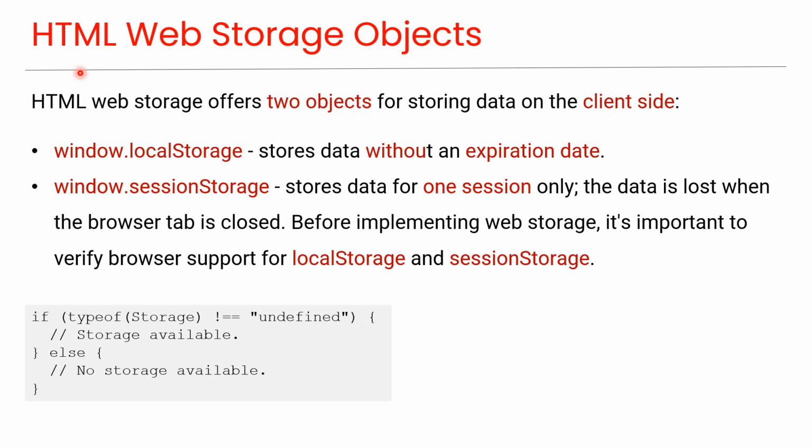HTML web storage offers two objects for storing data on the client side. Window local storage stores data without an expiration date. Window session storage stores data for one session only, that is, the data is lost when the browser tab is closed. Before implementing web storage, it's important to verify browser support for local storage and session storage. As you can see in this code, here we are checking if the local storage is available or not available.